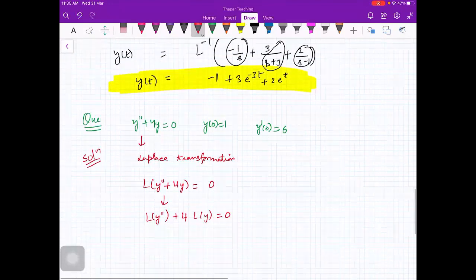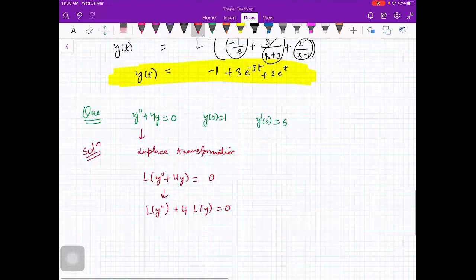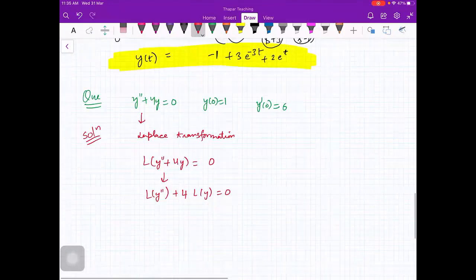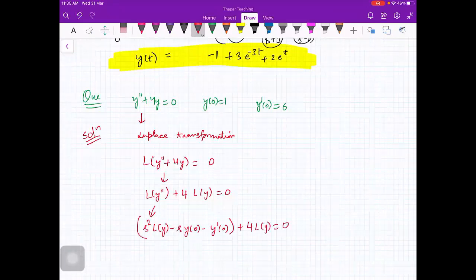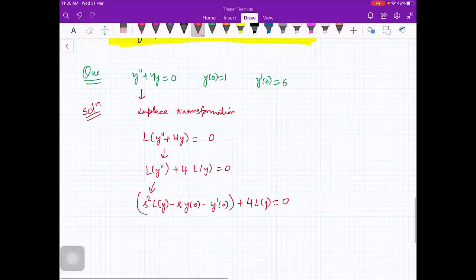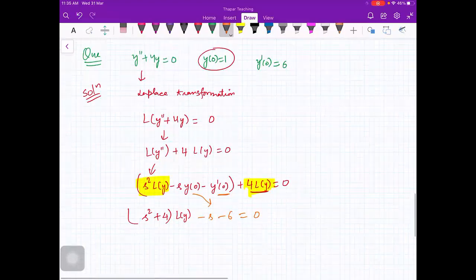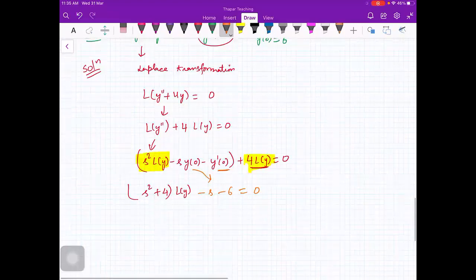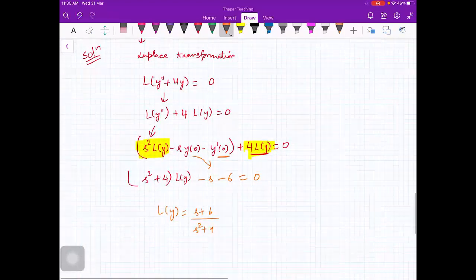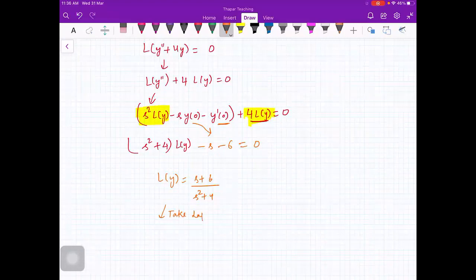Now what is this? This is s square L of y minus s y of 0 minus y dash 0 plus 4 L of y is equal to 0. Now you put y of 0 is 1. So this is s square and this you combine plus 4 L of y. So I have just combined these two terms, this one and this one. Now I'm putting the value of y of 0 is 1. So minus s, y dash 0 is 6, minus 6 is equal to 0. So you'll get L of y is equal to s plus 6 upon s square plus 4. Now we want y. So you'll take Laplace inverse.